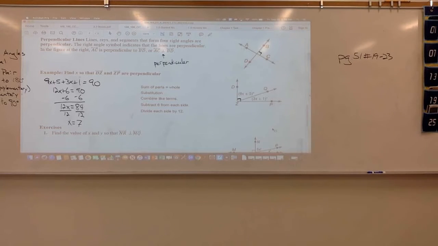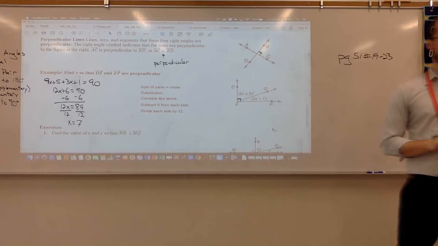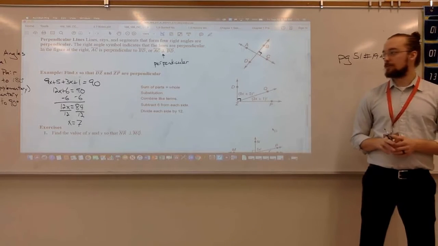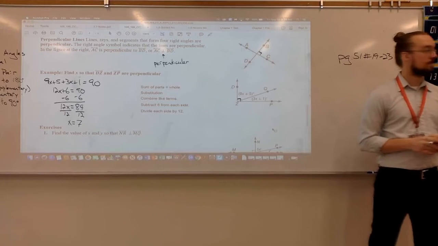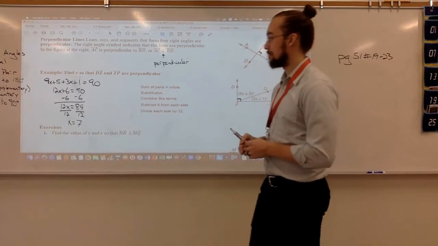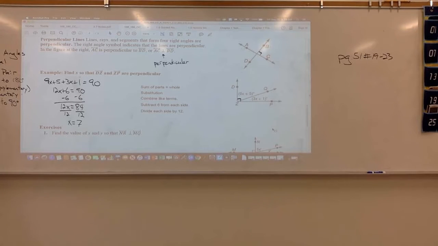Is 7 my final answer? Why not? What should my final answer be? Well, 9x. So what does the question tell me to do? Find x so that DZ and ZP are perpendicular.